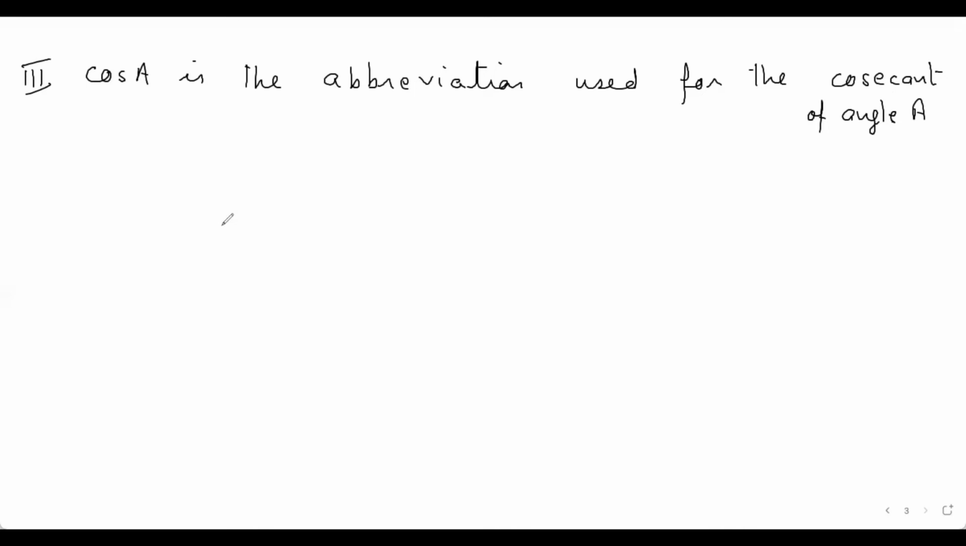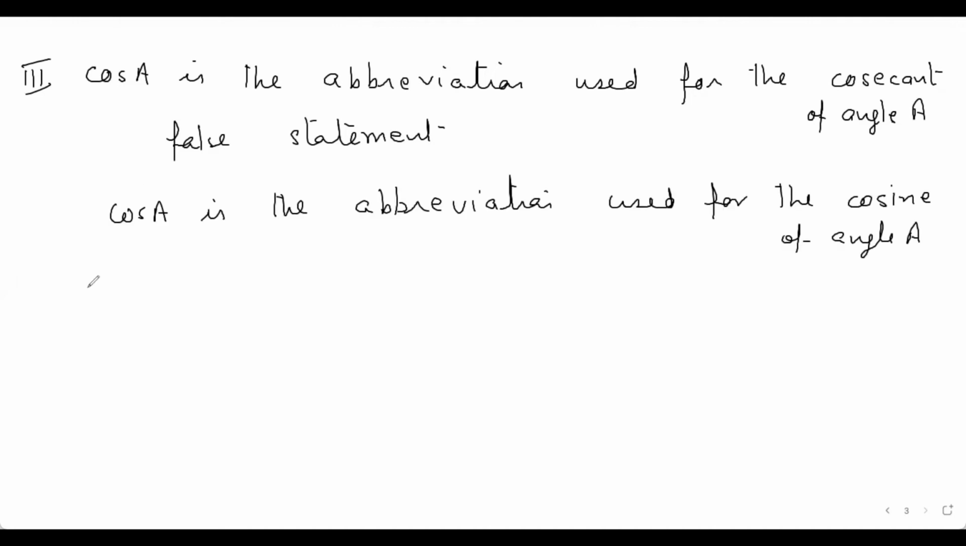Now the third question is, cos A is the abbreviation used for the cosecant of angle A. No, this is not true. This is a false statement. Cos A is the abbreviation used for the cosine of angle A.